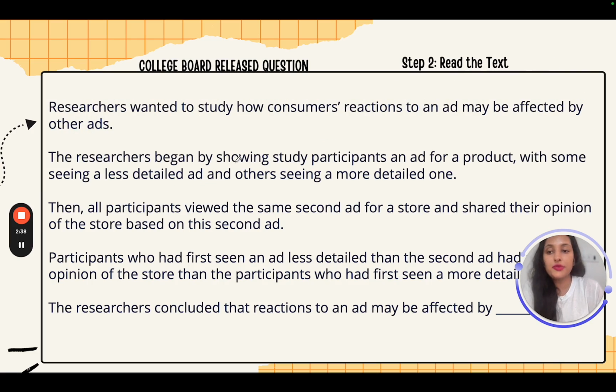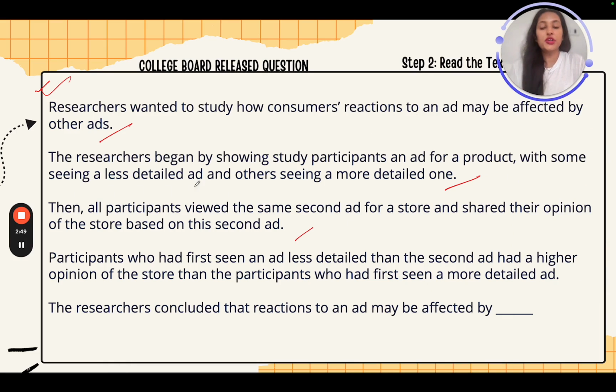Now let's go to step 2. Step 2 is reading the text. The text over here, I have basically just aligned as per their sentences so that we can be focused on which particular sentence we are reading and how we are supposed to read it. So let's see the first sentence. "Researchers wanted to study how consumers' reactions to an ad may be affected by other ads."